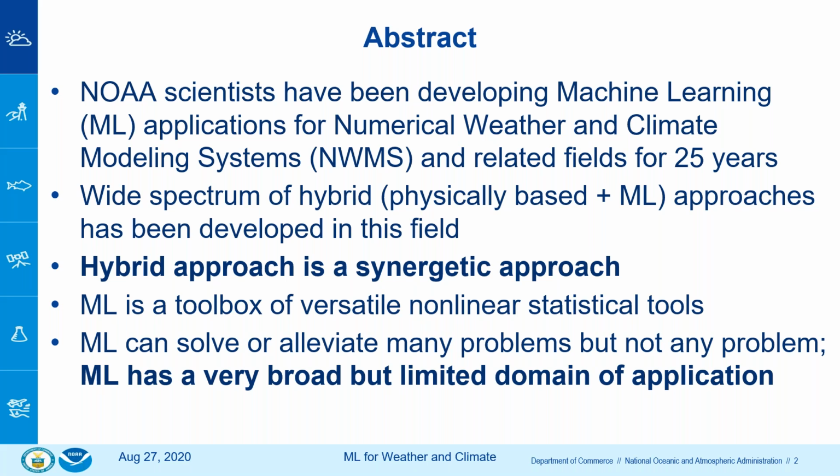Hybrid approach is a synergistic approach. It gives you additional advantages and options as compared with simply physical or machine learning approaches. Machine learning is a toolbox of versatile nonlinear statistical tools, and it can solve or alleviate many problems, but not any problem. And machine learning has a very broad but limited domain of application.